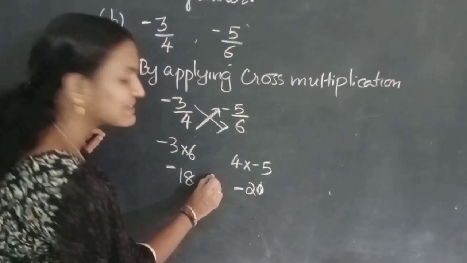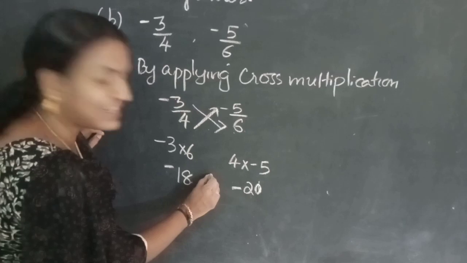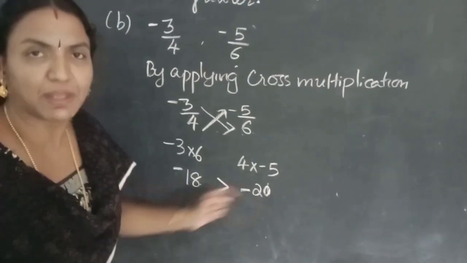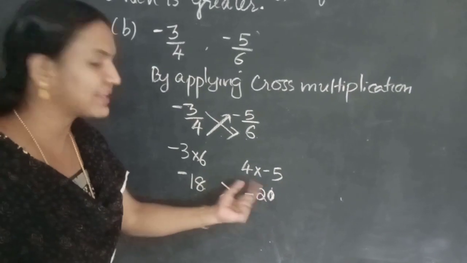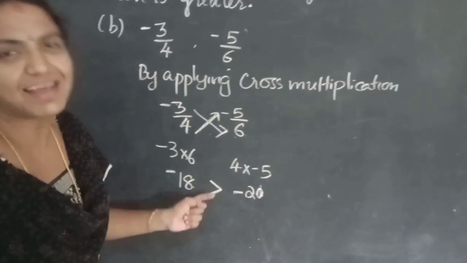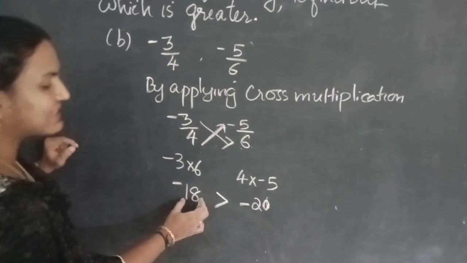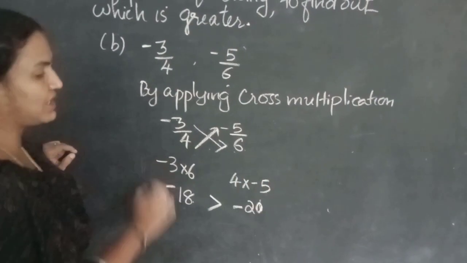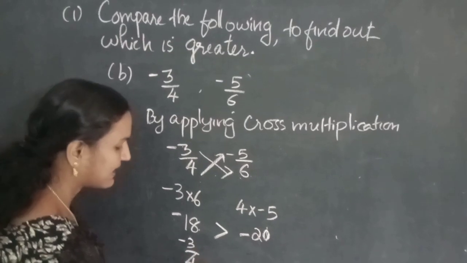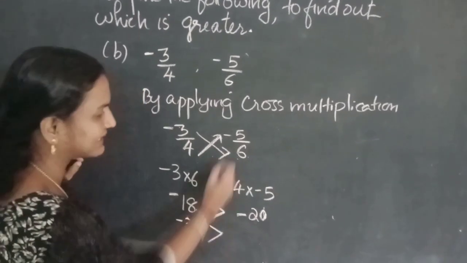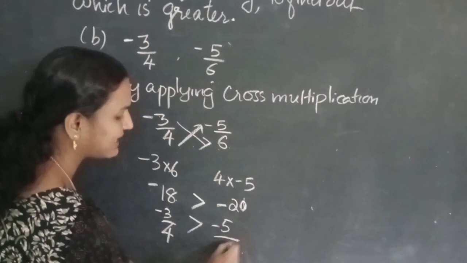Minus 18 is greater. By comparing negative numbers, the smaller number is the larger number. So minus 18 is greater than minus 20. Minus 18 means this side, minus 3 by 4. Minus 3 by 4 is greater than minus 5 by 6.